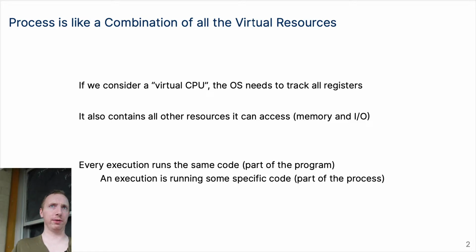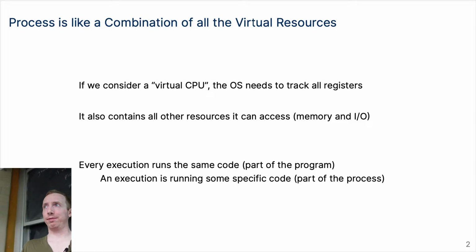We already discussed a virtual CPU. At the very least, if we're virtualizing a CPU, the operating system needs to keep track of registers for a process, and the most obvious register, if we care about program execution, is probably the program counter. But it also contains all the other resources the program would use when it is executing, like memory and I/O, which we'll get into later. But for now, we'll just care about the CPU because we're all used to that by now.